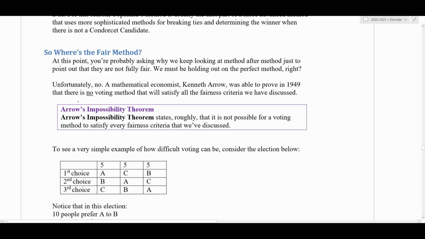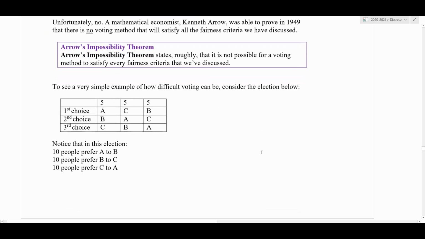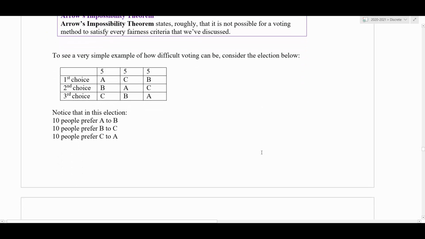All right, one more little example here, just to show you one of the scenarios that could happen, to demonstrate how difficult voting can be. Consider this election down here. Let's say we do a Condorcet style vote where we look at the one-on-one matchups. If we analyze this, we'll see that 10 people prefer A to B, 10 people prefer B to C, and 10 people prefer C to A.